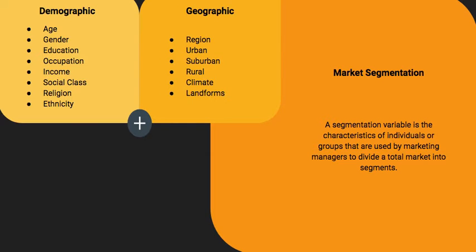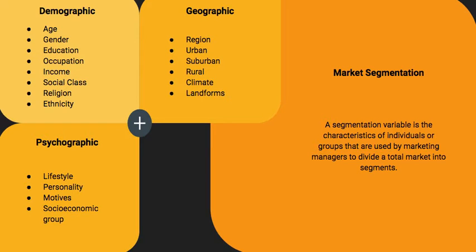So, which region are they in? Are they urban? Are they suburban? Are they rural? What kind of climate? What kind of landforms? If it's a business that sells snow gear, and they're marketing it to people in the middle of the desert of Australia, well then, they're really not targeting the right market there. So that's why they use things like climate, for example, to determine where they're going to be targeting the market. Psychographic as well.